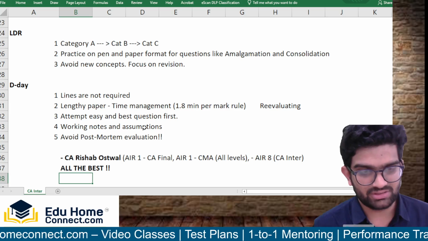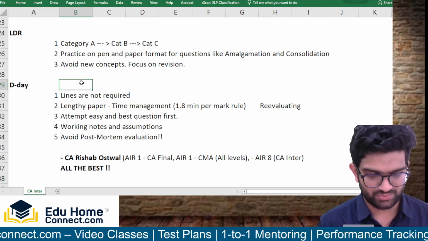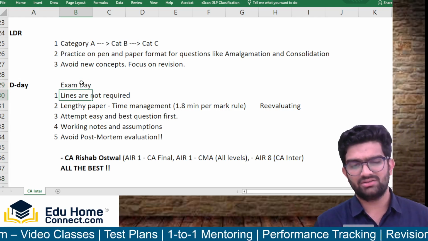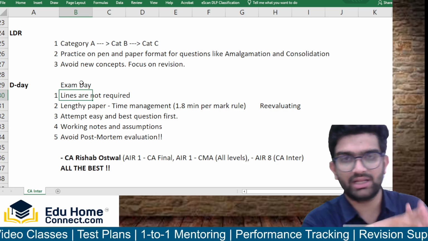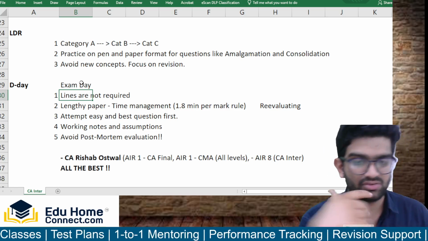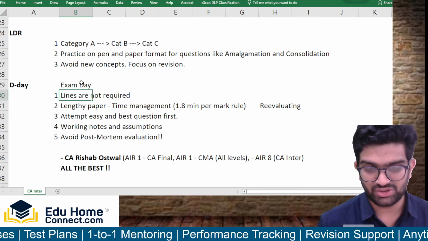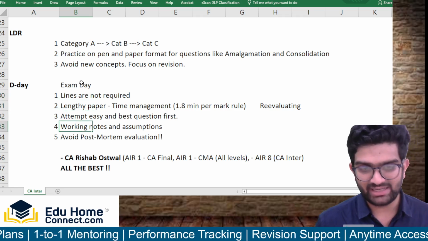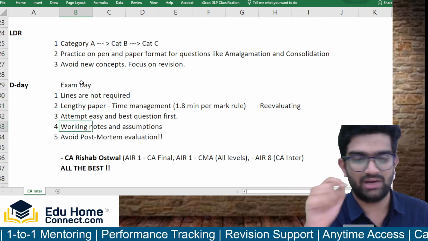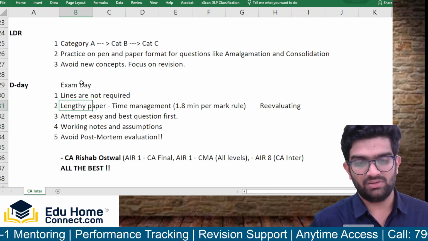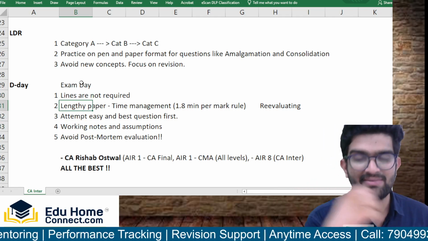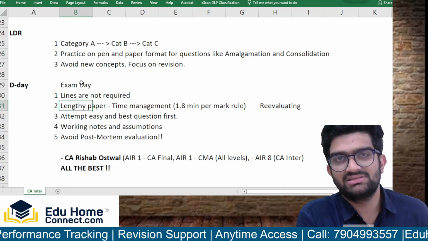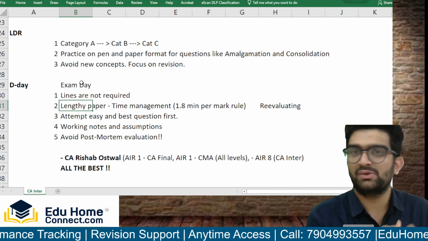Now, your exam day, what should be your approach on exam day? Drawing lines with scales is not at all required. Even in CA Final, you do not draw lines. You have to just ensure that your handwriting is neat and legible, and you are writing all your working notes and assumptions in the paper appropriately. Now, the papers can be lengthy. Time management will become very critical. Particularly, this happens in professional courses like CA.